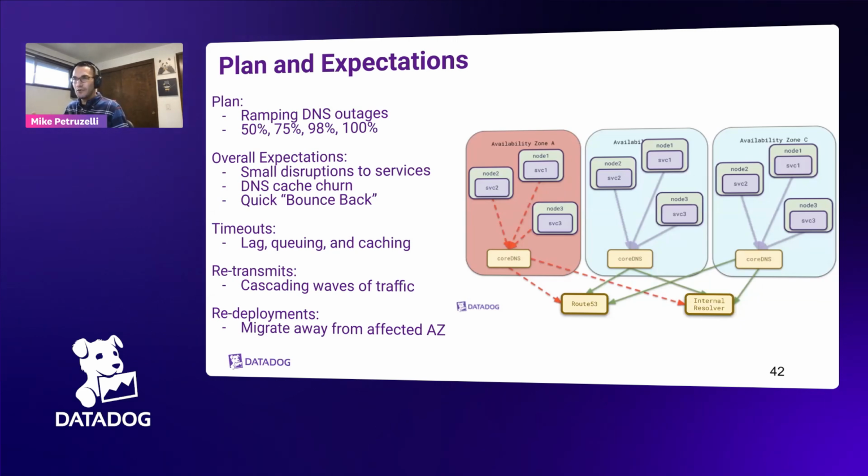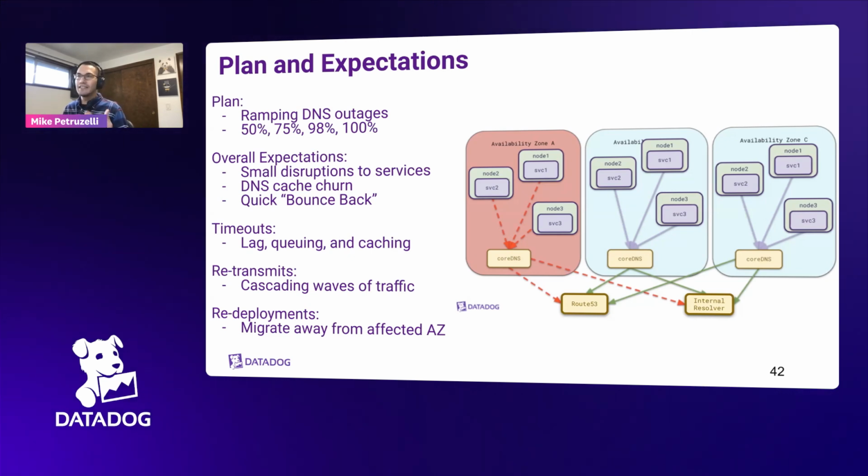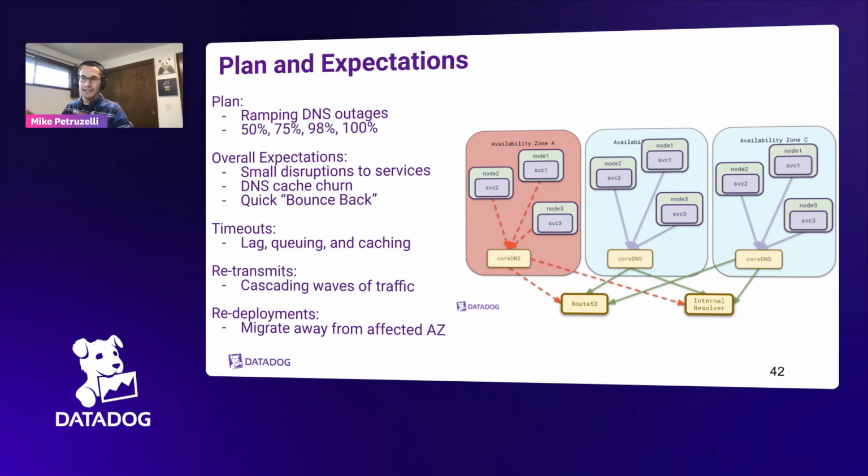We expected, overall, a small disruption of services. We knew we should have caches. Those caches might start to churn as data starts expiring, and that's going to lead to timeouts and retransmits. That's waves of traffic that are going to keep coming as retries, and redeployments, because as services start dropping out from their health checks, they'll get shuffled around.